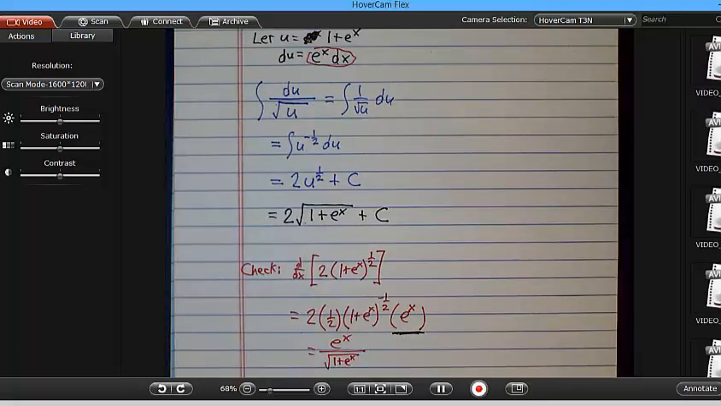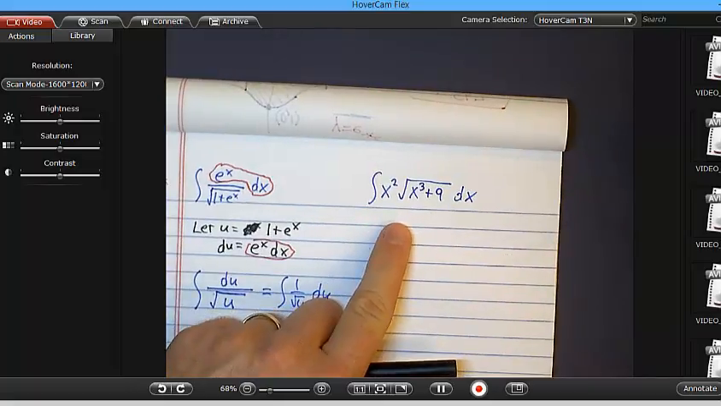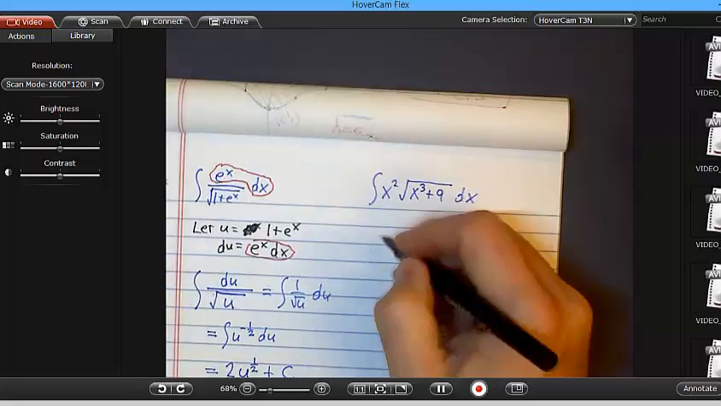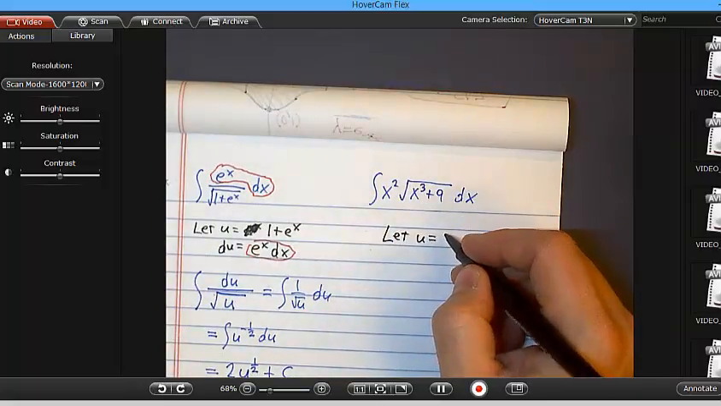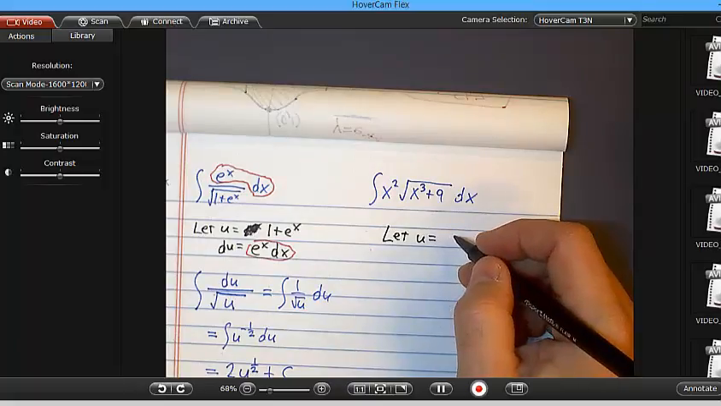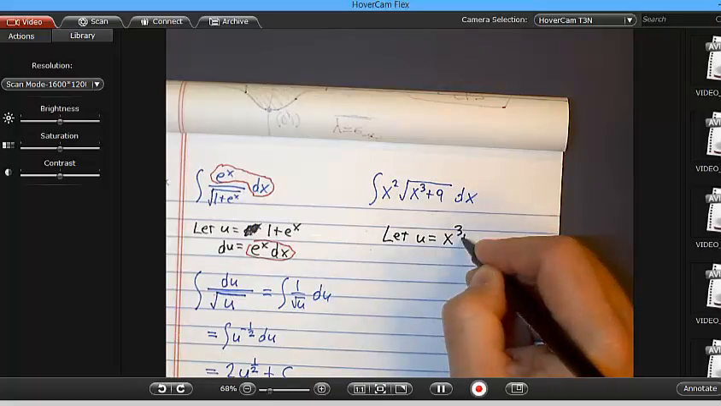Okay, see? You have to be tenacious. You have to be relentless. Never quit. If you try substituting something in for u and it doesn't work, keep going. Here, let's try the next one: x squared times the square root of x cubed plus 9. Any idea what I might let u equal? Shout it out. One person said x squared, one person said x cubed plus 9. More people say x cubed plus 9. I'll go with the majority rule here.